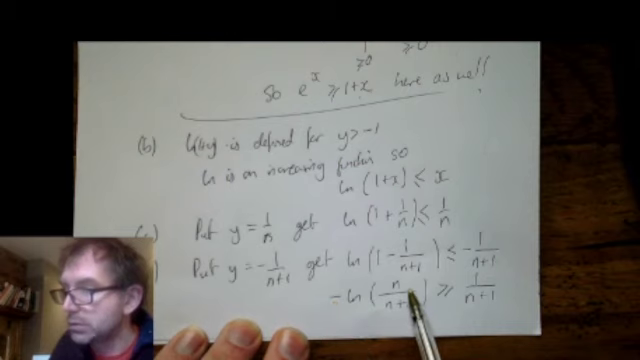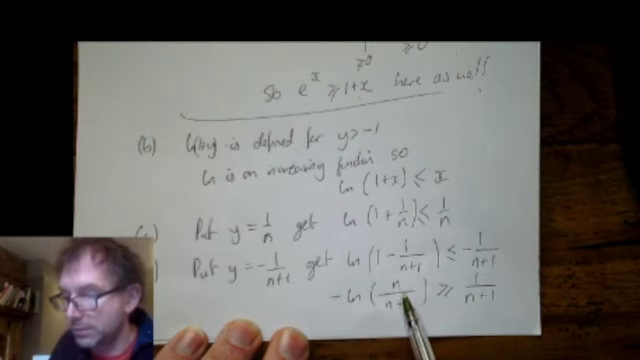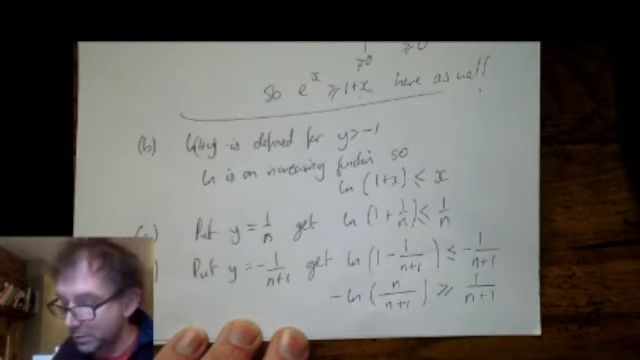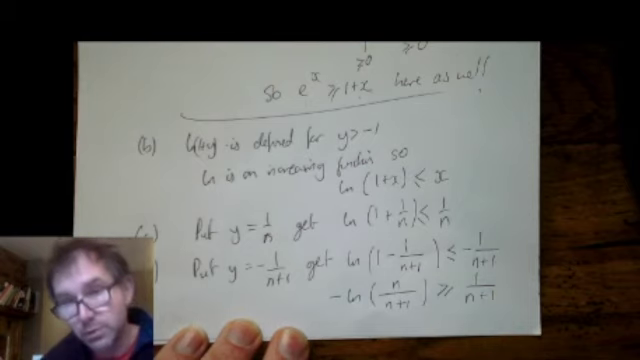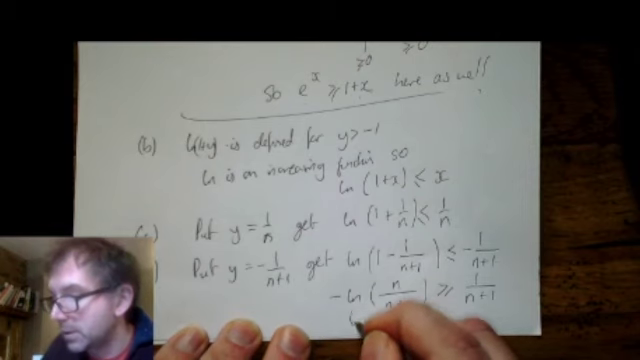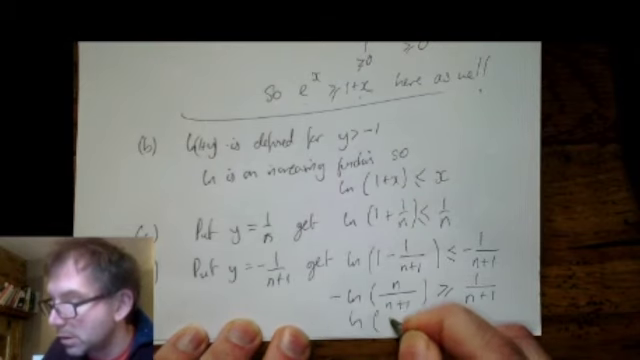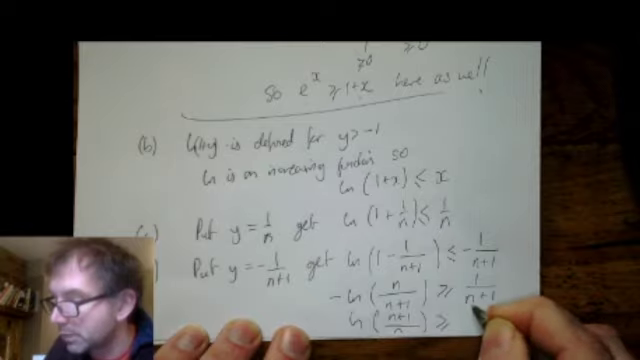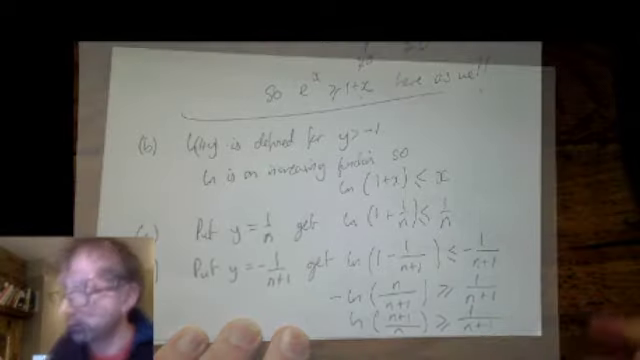But now we can use laws of logs here. So if you've got minus log of something, then that's the same as log of that thing to the -1. And if you've got a fraction to the minus 1, you just swap it over. So that's the same as log of n plus 1 over n is bigger than or equal to 1 over n plus 1. So part E is where all the fun happens.